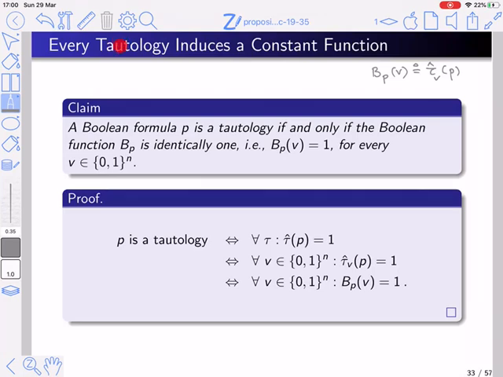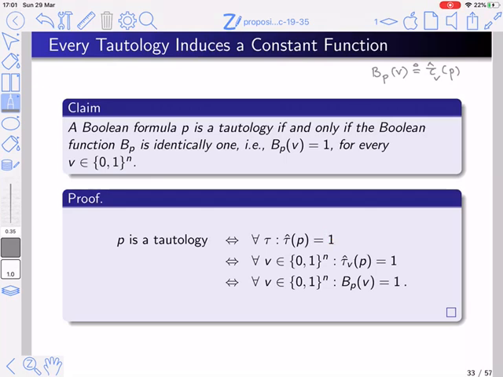Every tautology induces a constant function. Let's prove this. So consider a Boolean formula. We claim that it is a tautology if and only if the Boolean function b_P is identically 1. Namely, b_P of v is 1 for every vector v of n bits. Let's see how the proof proceeds. P is a tautology if and only if, for every truth assignment, tau hat of P equals 1.